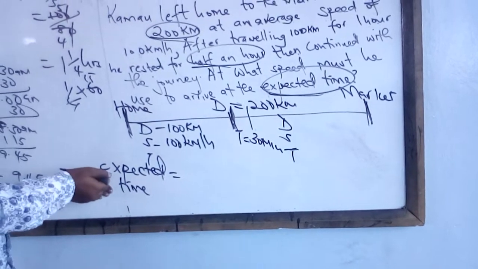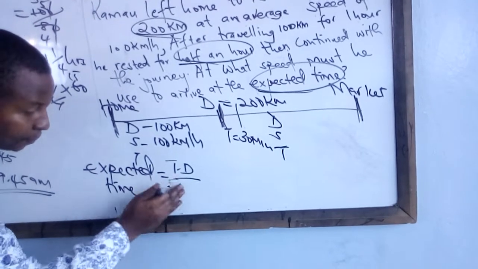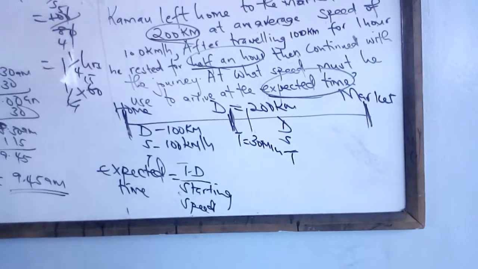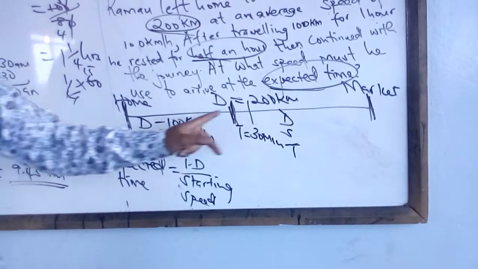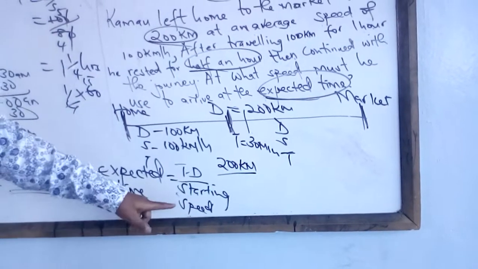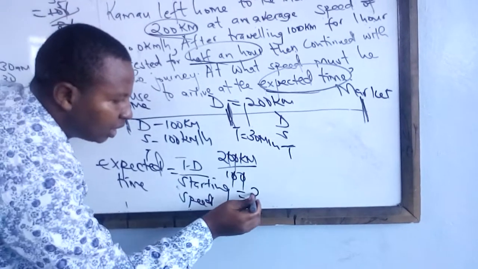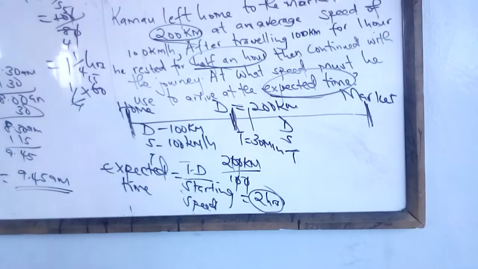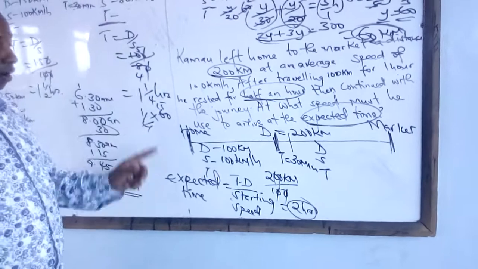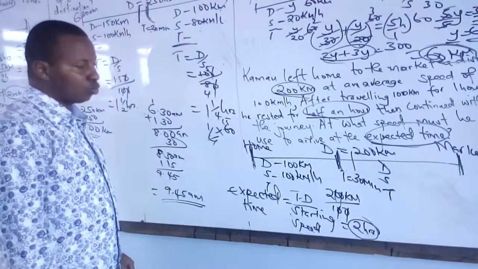So how do we get expected time? You just take the total distance and divide by the starting speed. Total distance is 200 kilometers. What about the starting speed? Our starting speed is 100. So what is the expected time? The expected time here is 2 hours. From home to the market, the person must use 2 hours. Even if there is resting, the person must take 2 hours.